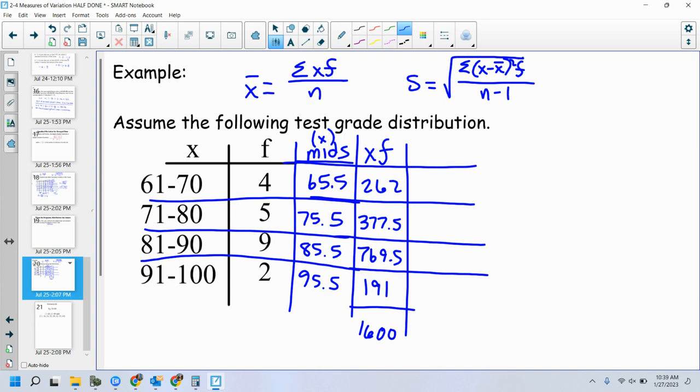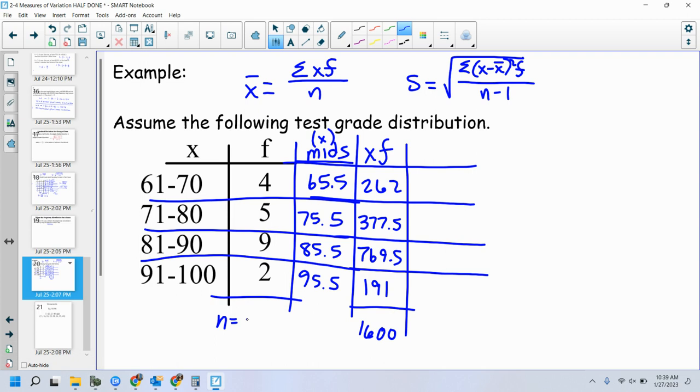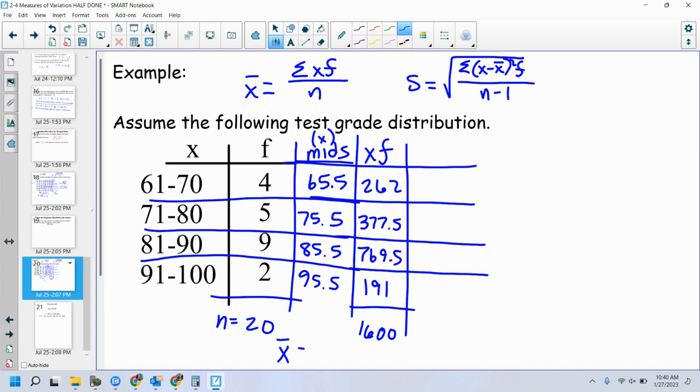Okay, so that's the sum of XFs divided by N. And now what is N? What am I going to add up to find N? F. Yeah, this is going to be N, right? So how many people did I have in the class? Looks like 20. Now this is just divided by N, not N minus 1. So 1,600 divided by 20 gives me 80%. Average score was an 80.